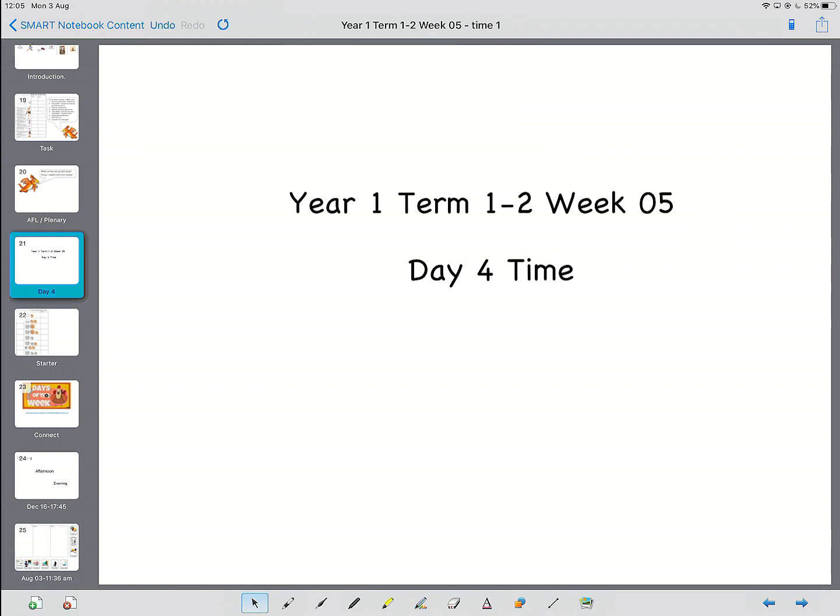So, just like yesterday, we're going to be starting with revision of money from last week, and then we're going to be moving on to some time-based activities. You're going to need a whiteboard and whiteboard pen, pen and paper, and not a lot else today. When you're ready, we'll get started.